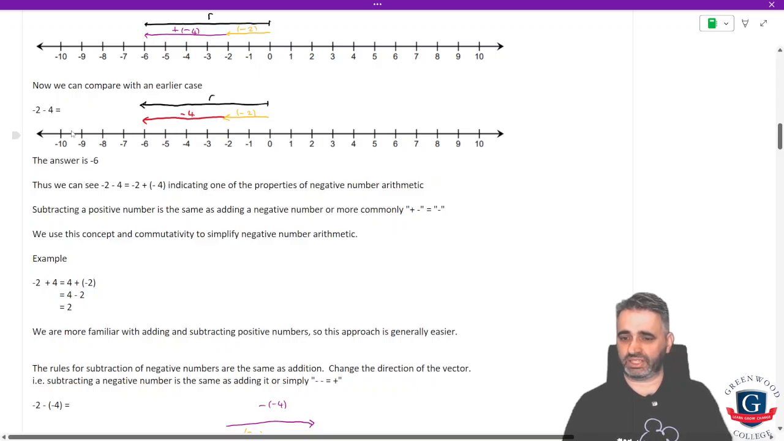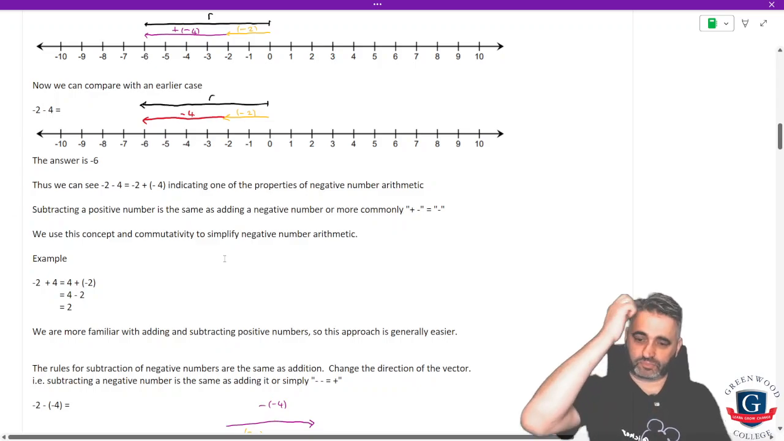Now let's compare with the early case. -2 subtract 4. So we have a -2 vector and we have a 4 vector in the opposite direction. This is a 4 vector in the opposite direction, so that was this one. We changed its direction, we added it to the end. We got to -6 again. So here we can see that whether we subtract a vector or add a negative vector is actually the same thing. Here we added minus 4, which is this case here. Here we have subtracted 4, which is this case. Adding minus 4, subtracting 4.